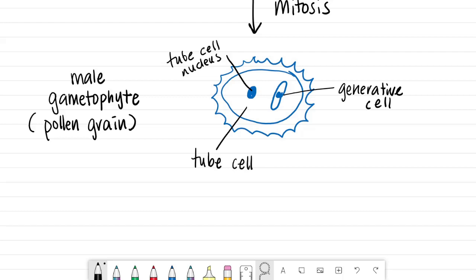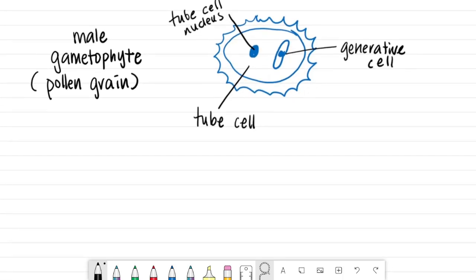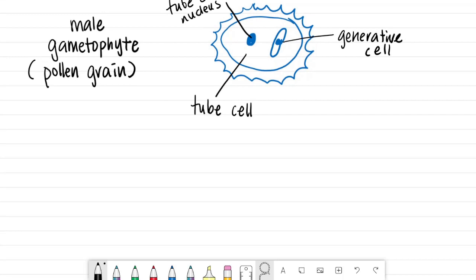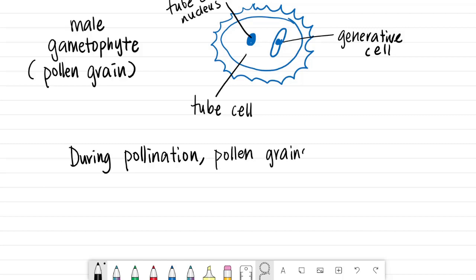Now, this thing is not yet mature. For it to fully mature, it has to undergo pollination. So I would like to write here, during pollination, this pollen grain will leave its original anther and land on a different stigma. So the pollen grain lands on stigma.